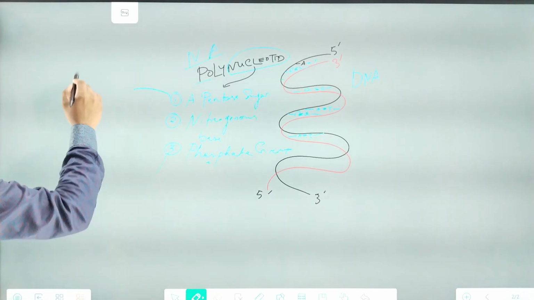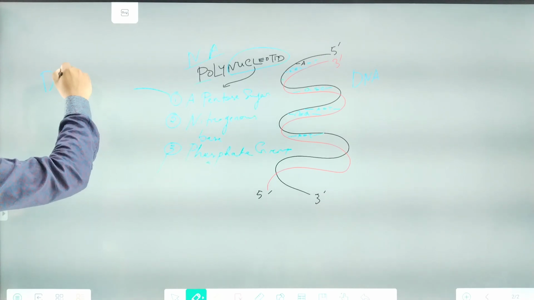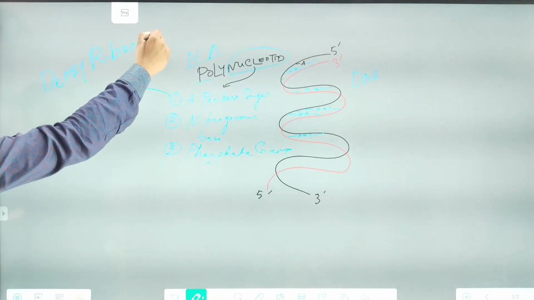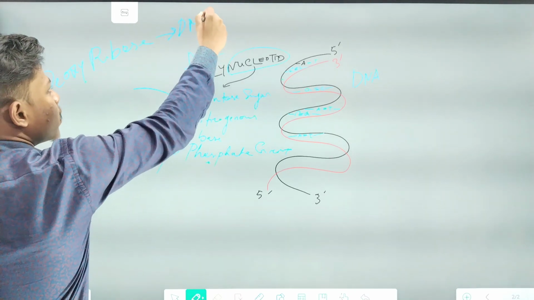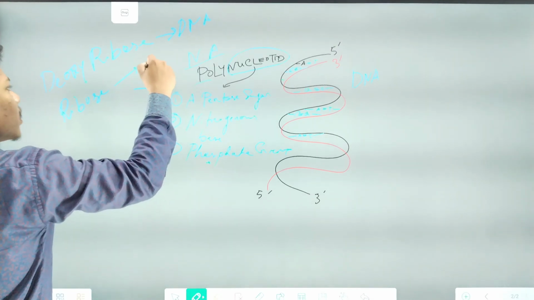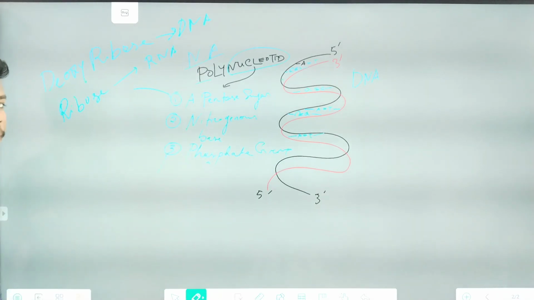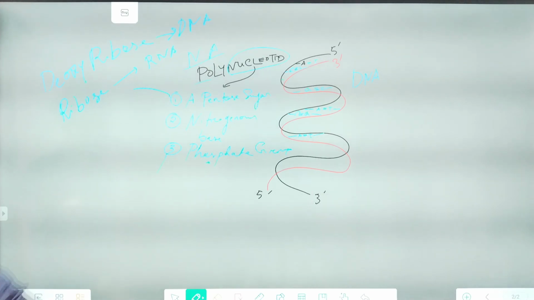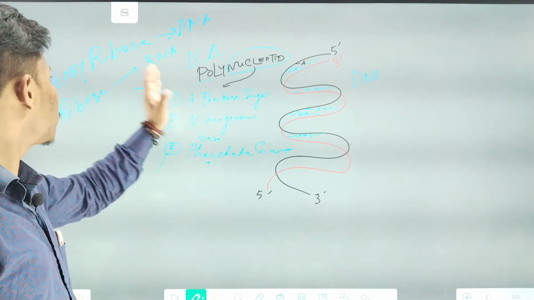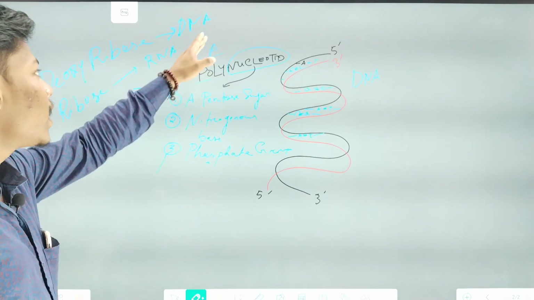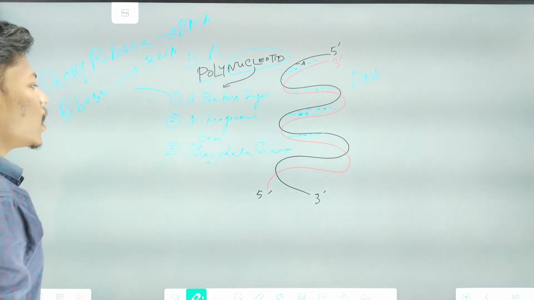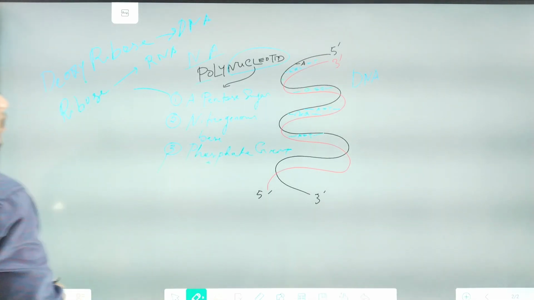And for a pentose sugar, it can be either deoxyribose sugar which is present in DNA, okay, or it can be ribose sugar which is present in RNA, okay. The pentose sugar can be of 2 types in a nucleotide. One is ribose sugar which is present in RNA, and one is deoxyribose sugar that is present in DNA, okay. Then we have the nitrogenous bases, okay.